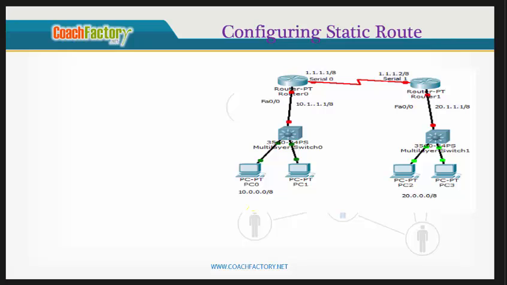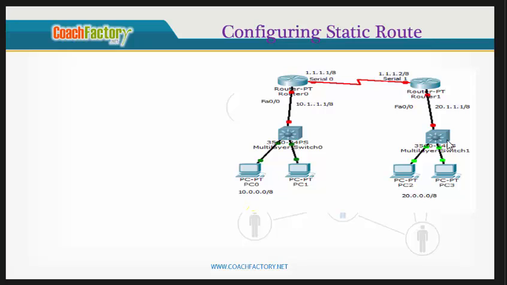In today's session, we'll be discussing advanced static routing. For example, if we want to configure load balancing using a static route, how can we do that? And how can we provide redundancy using a static route?